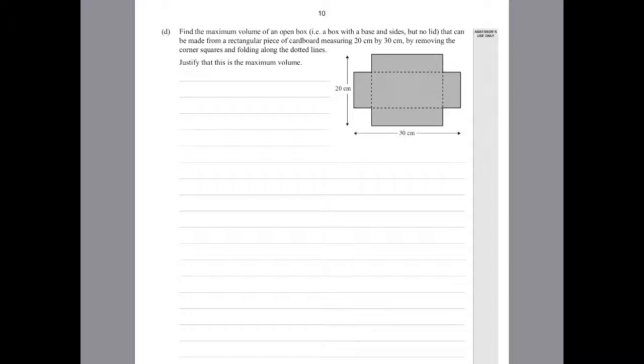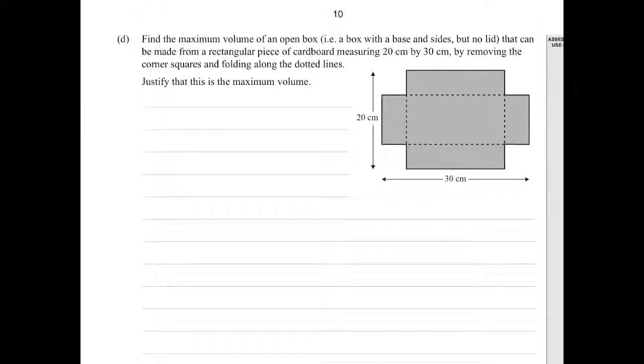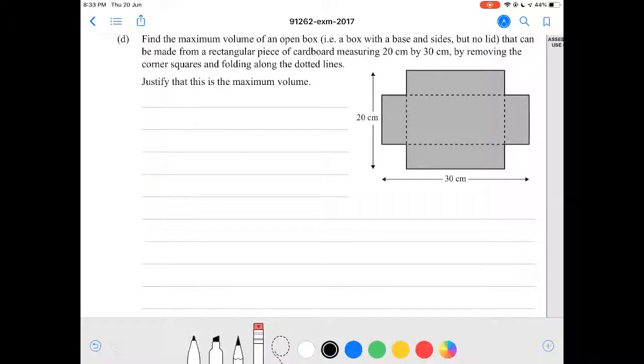So sorry about that. So find the maximum volume of an open box, i.e. a box with a base and sides but no lid, that can be made from a rectangular piece of cardboard measuring 20 by 30 centimeters by removing the corner squares and folding around the dotted lines. Justify if it's the maximum volume.